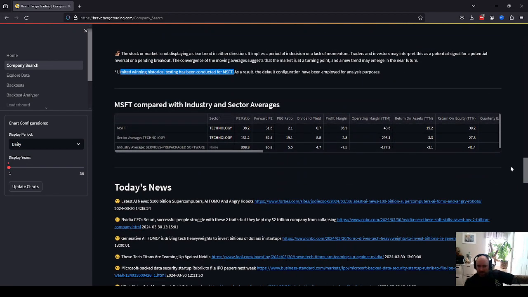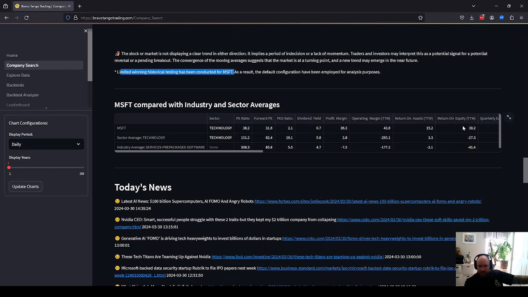Below all of the backtest stuff, we're comparing Microsoft to its industry and sector averages. We'll get more into this information when we go to the Explore Data part of the website. But here we can see Microsoft's PE ratio relative to the tech industry, and relative to the services and prepackaged software industry. Same with many of the other indicators: where is Microsoft relative to its peer companies.